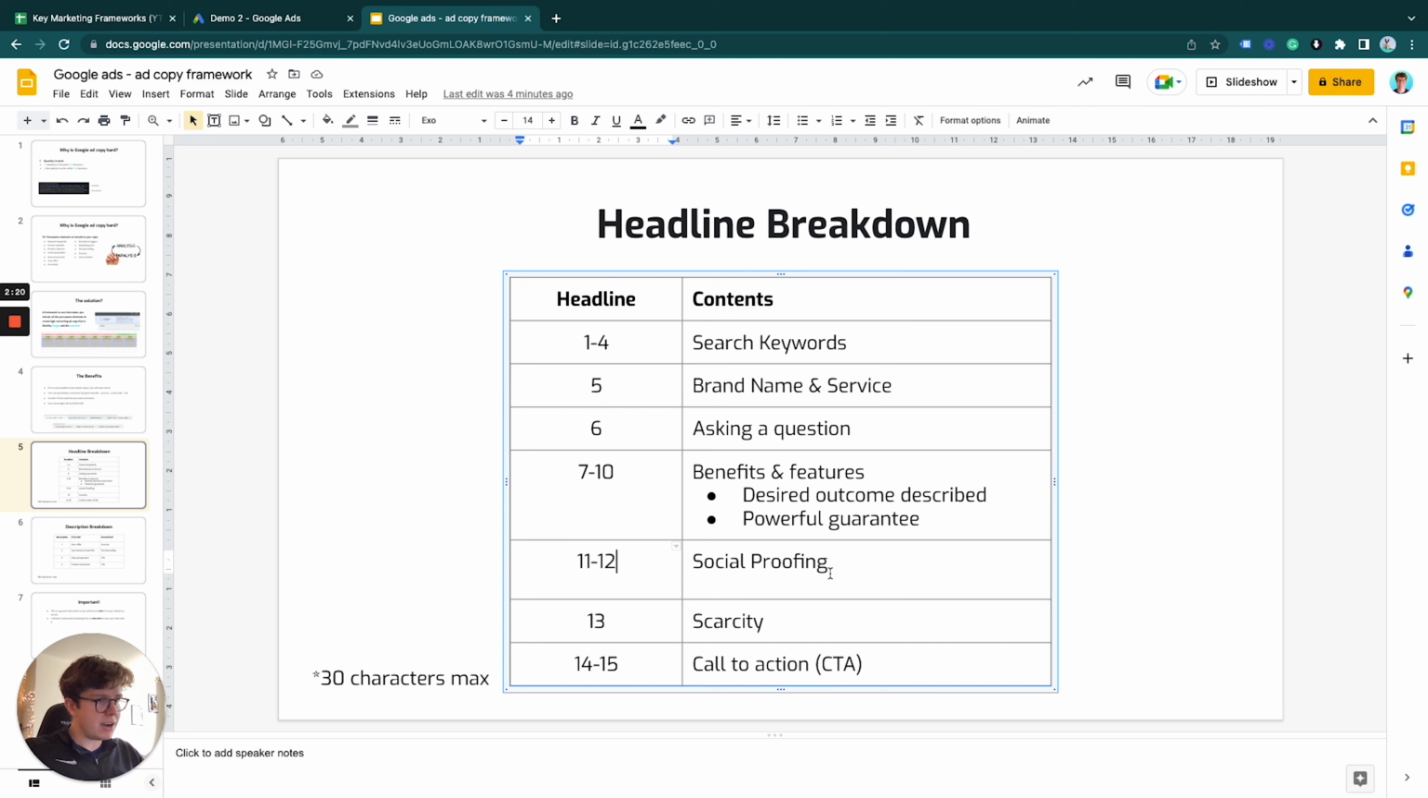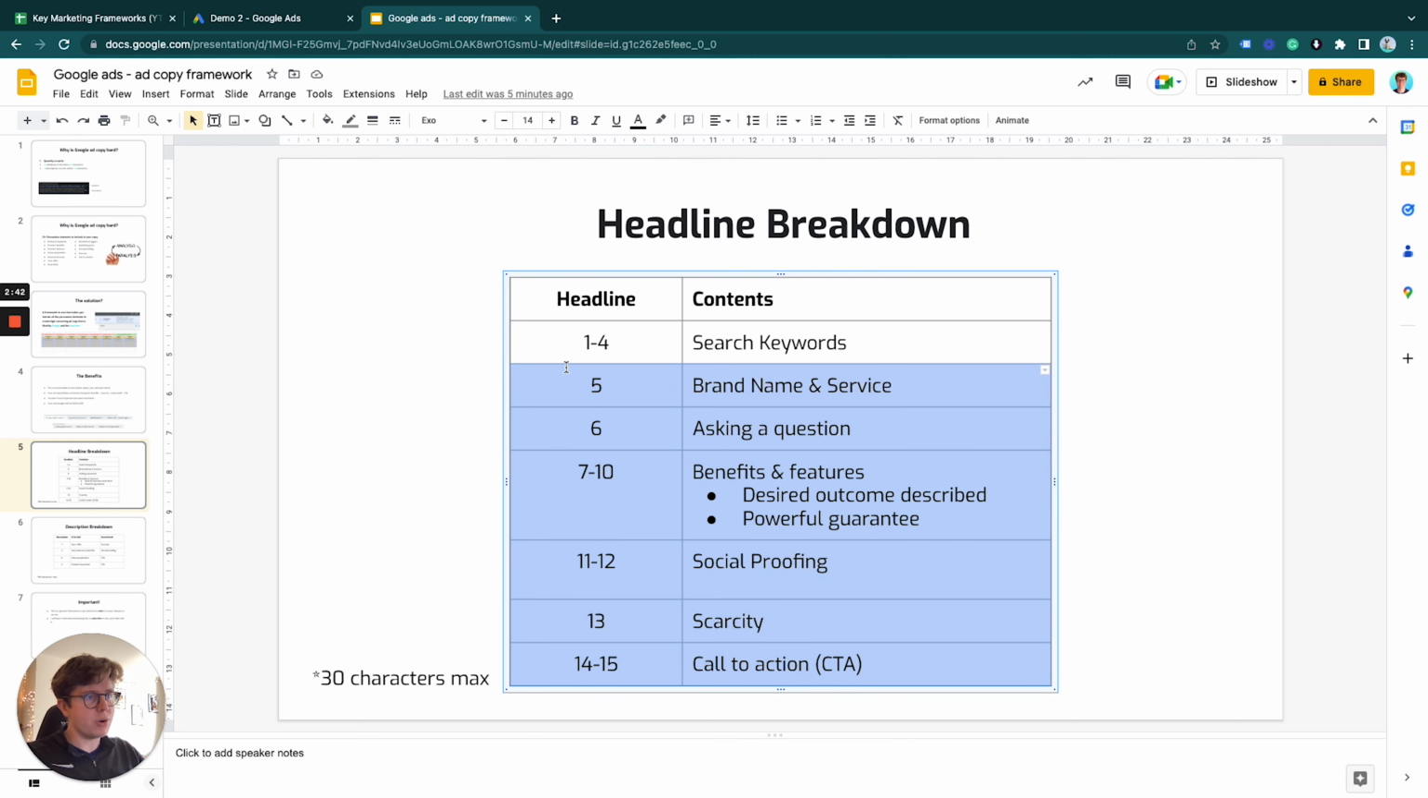Headline 11 and 12 go over social proofing, which is a great way to encourage trust in your business. Number 13 promotes scarcity and gets a user to act now rather than later. And headlines 14 to 15 are our calls to action. I like to include 2 because from the data we collect, we can see naturally which one performs better.